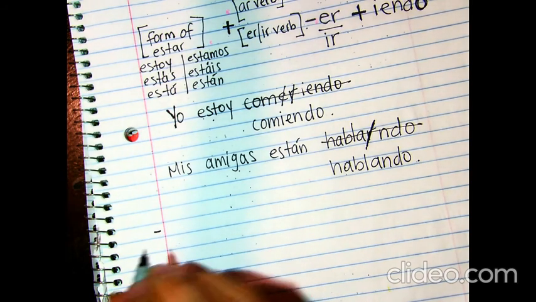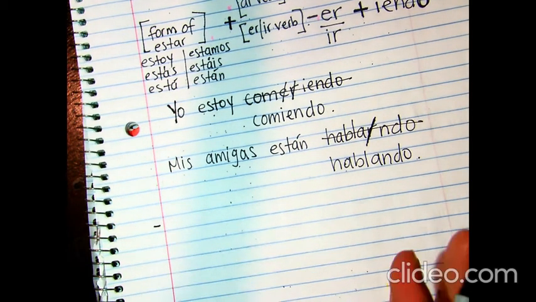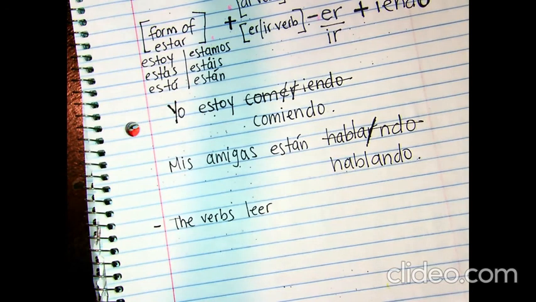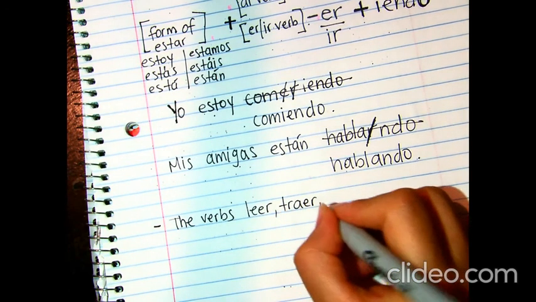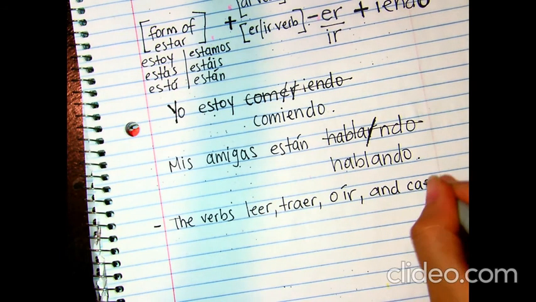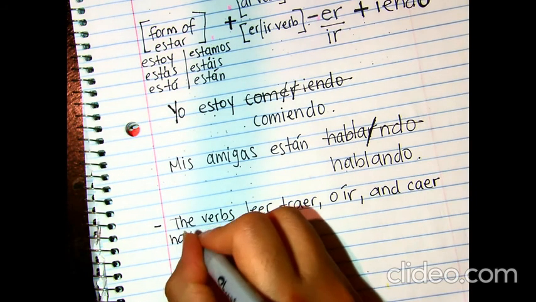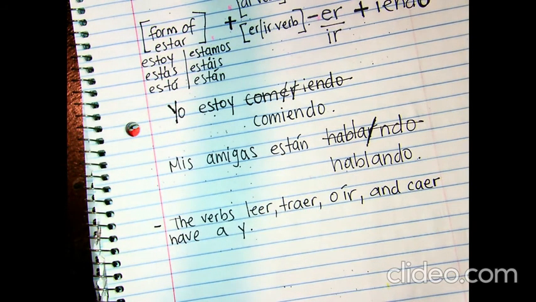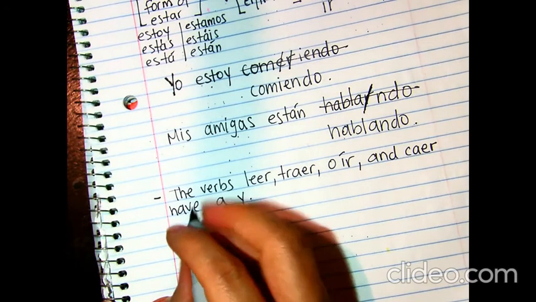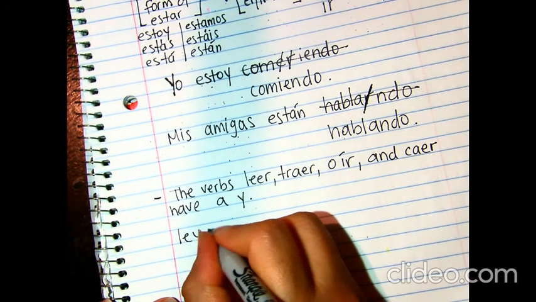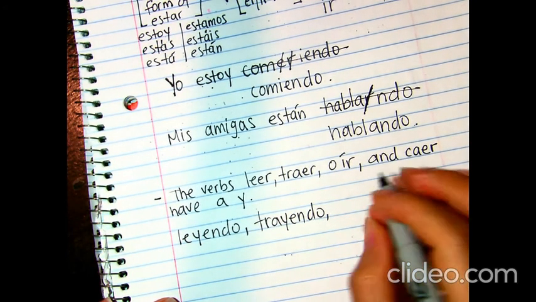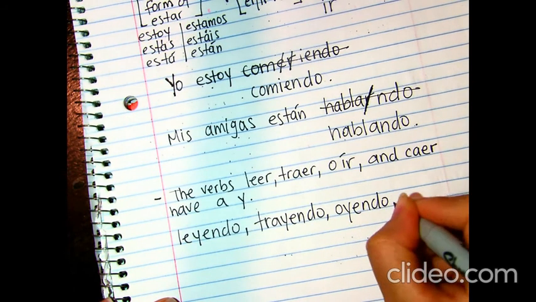There are some verbs that have a slight difference. The verbs leer, traer, oír, and caer have a Y instead of the I right here. So you would say leyendo, trayendo, oyendo, cayendo.